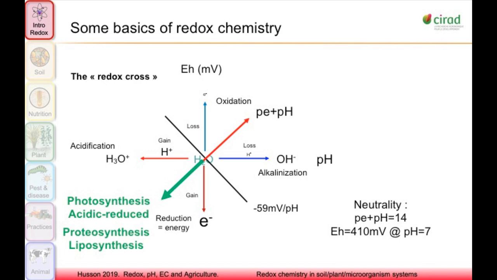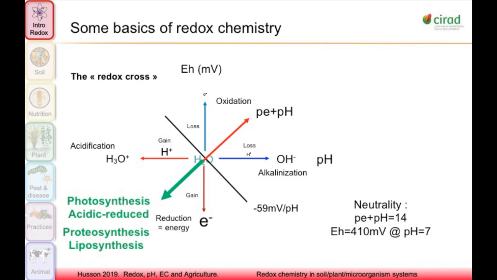But of course, if I say now everything is regulated by EH, it's not pH anymore, who's right? Is it pH or is it EH? No, in fact, it's both. And we will look at both of them at the same time. It's one parameter we can calculate from both: the electronic potential plus the hydrogen potential.